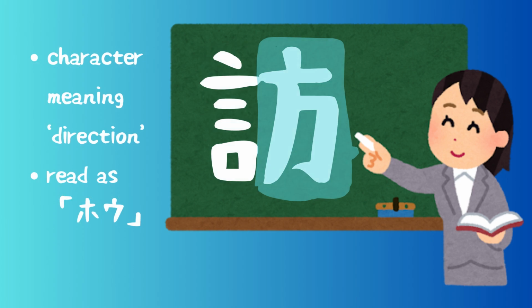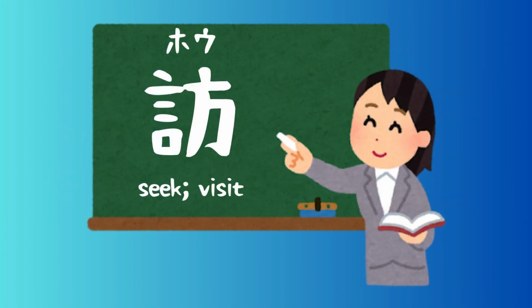On the right side of the kanji is the character kata, or hole, meaning direction. This character is used as a phonetic component but can also fit into the meaning. So this character, read as hole, which has something to do with speaking as well as direction, means to seek or to visit.